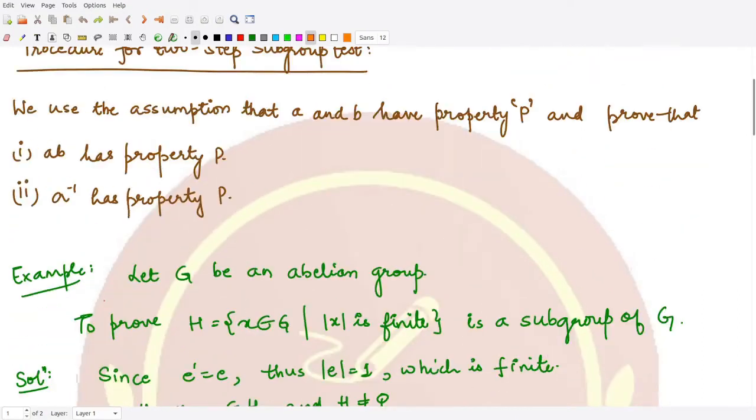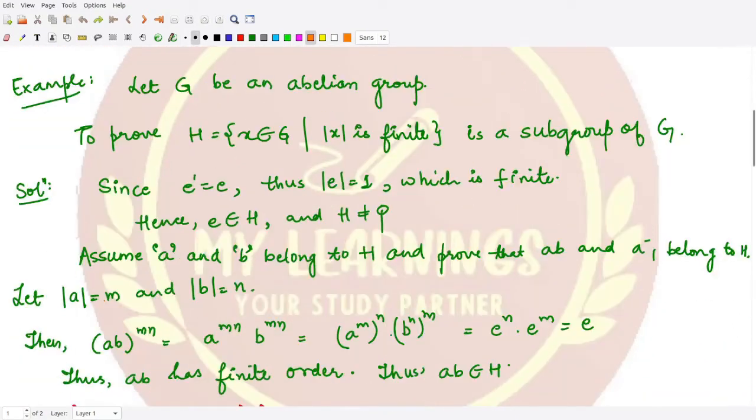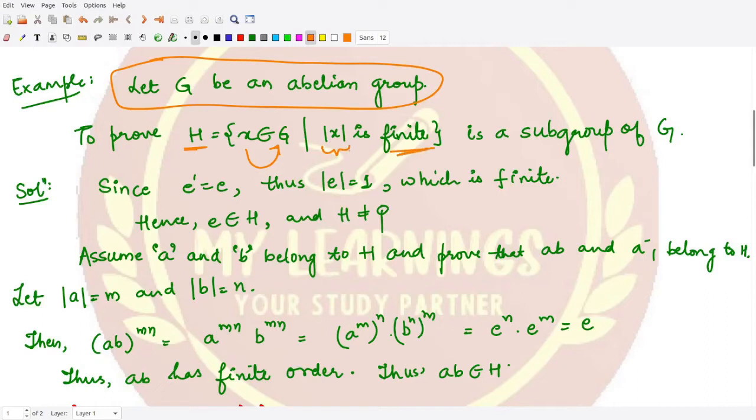So let's move on to our first example. We assume that G is an abelian group, right? We will prove that H, which is defined like this, contains all the elements from the group G such that the order of that element is finite. Notice that here mod x represents the order of the element and not the order of the group. So we are saying the order of the element is finite. All the elements of such kind are present in H, and this H would then form a subgroup of the group G, right? For that we start with the same thing.